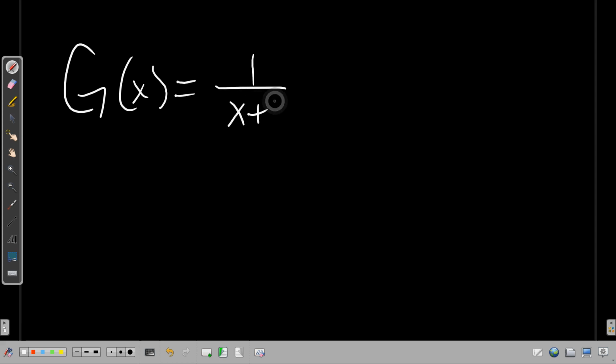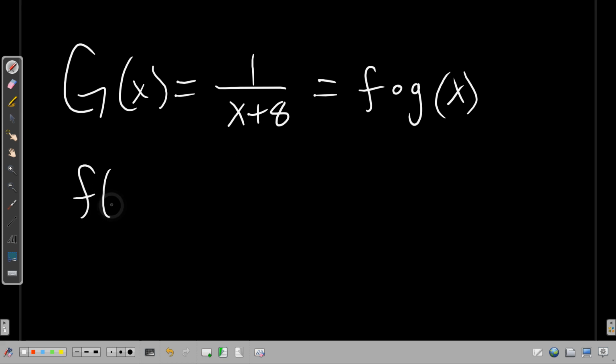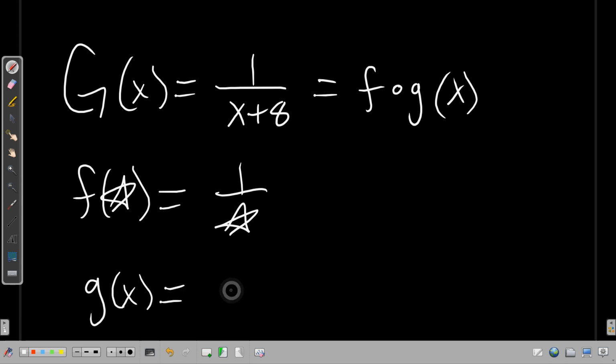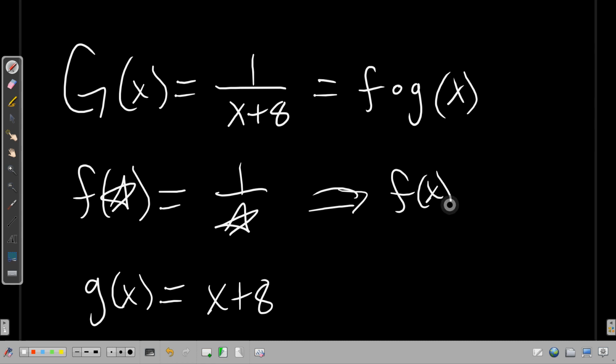And I guess one more of those. We have the function capital G of x being 1 over x plus 8. And I would like to identify what f and little g would need to be so that f circle g is capital G. Then f of star would have to look like 1 over star, and g of x would just be x plus 8. And now you're done, because you could write that f of x is just 1 over x. g of x is x plus 8.